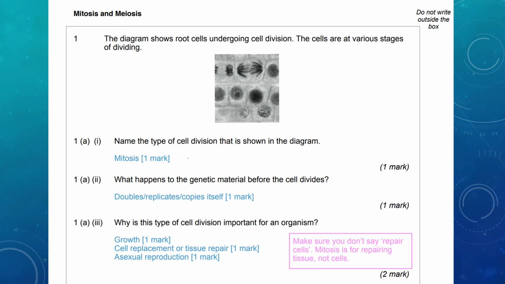So the type of cell division is mitosis. That would be 1 mark because it's happening in root cells undergoing cell division. What happens to the genetic material before the cell divides? It doubles or replicates or copies itself. Why is this type of cell division important for organisms? Because it's for growth or repair, the two most common answers we get, but you can also say for asexual reproduction. Make sure you don't say repair cells. Mitosis is for repairing tissues, not cells.